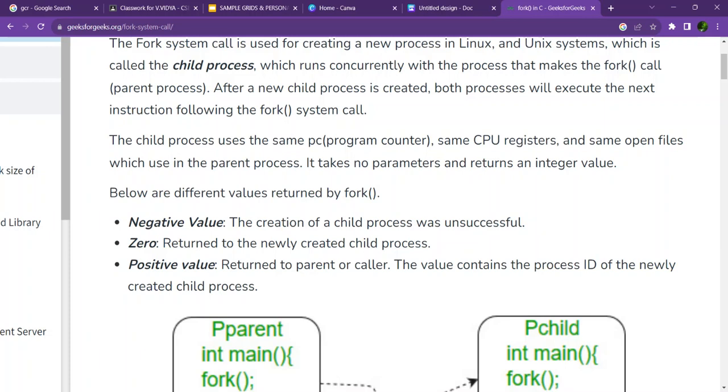In my upcoming tutorials, I will explain the working of fork still more clearly with some examples, and we will move on further in this operating system course.